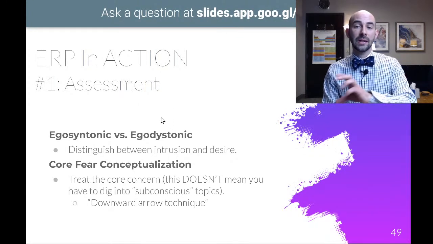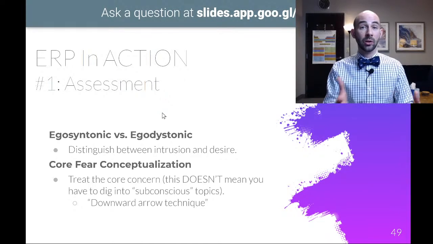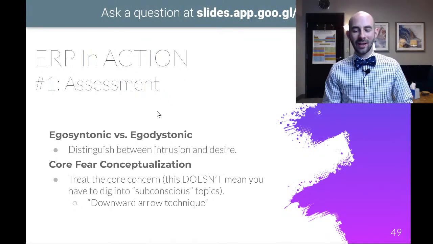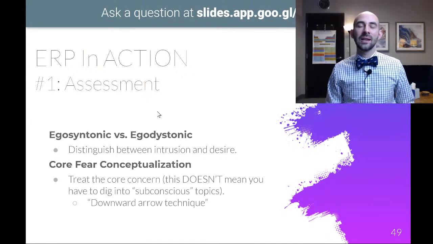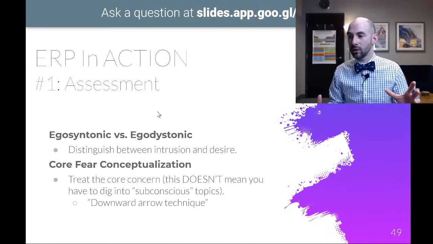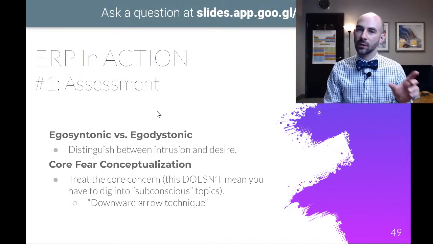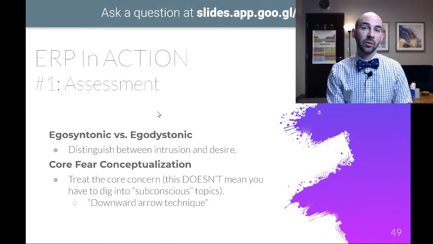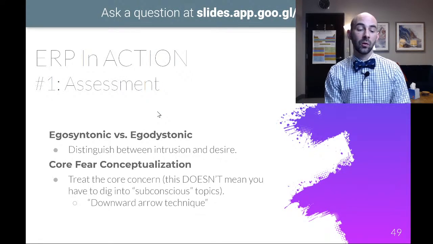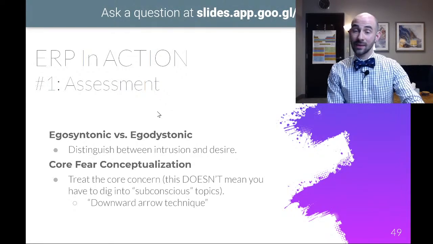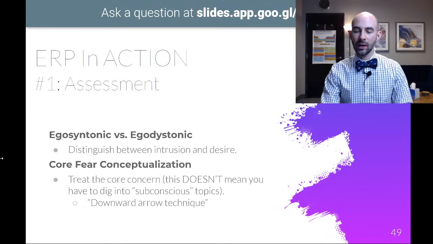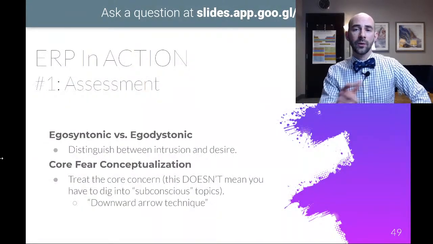Distinguishing between intrusions and desires. And sometimes you get a little bit of both. Trigger alert for those with OCD, that's a common obsession, is do I really want to do this? Did I actually want to do this? Oh my goodness, is it ego syntonic, dystonic? So if you get stuck with that, well, hopefully you've got some good treatment to support you in that, but it's important to not give that obsession credit if it is one. Oh, by the way, you can go to my website for a video explaining the differences between ego syntonic and dystonic. One other thing too about assessment is this core fear conceptualization.